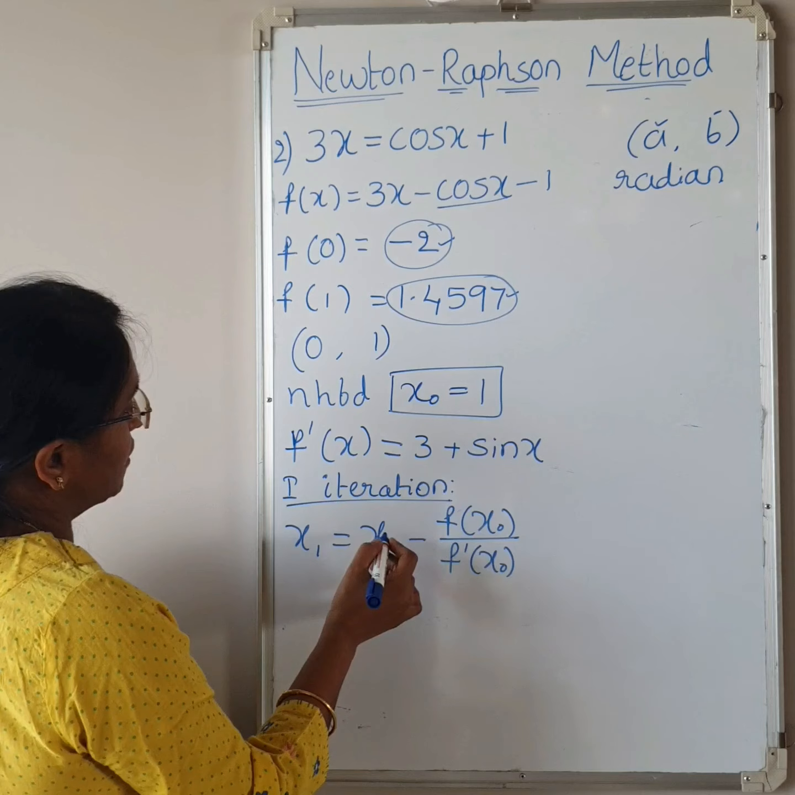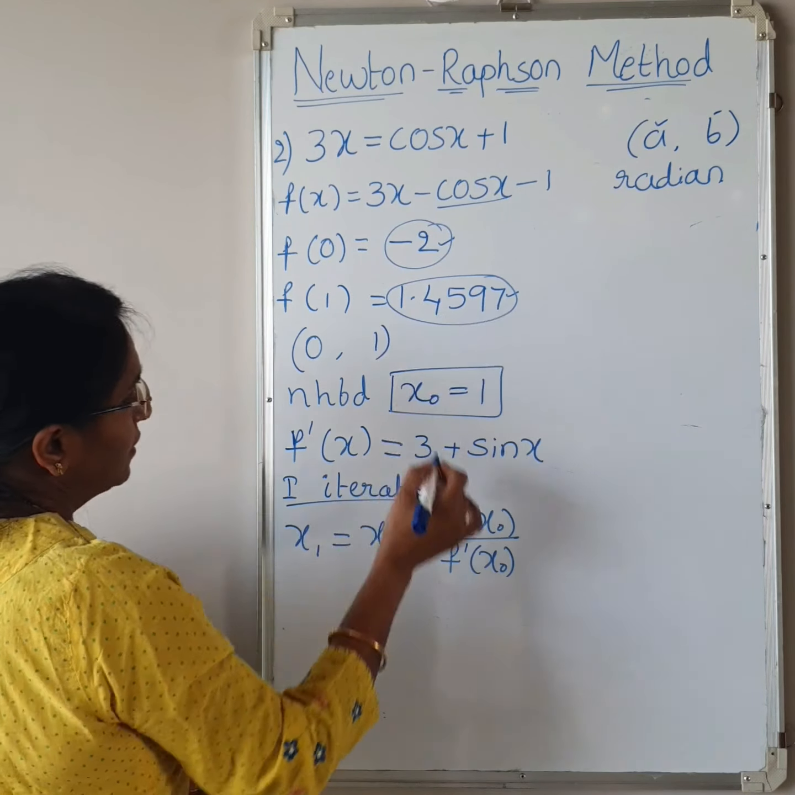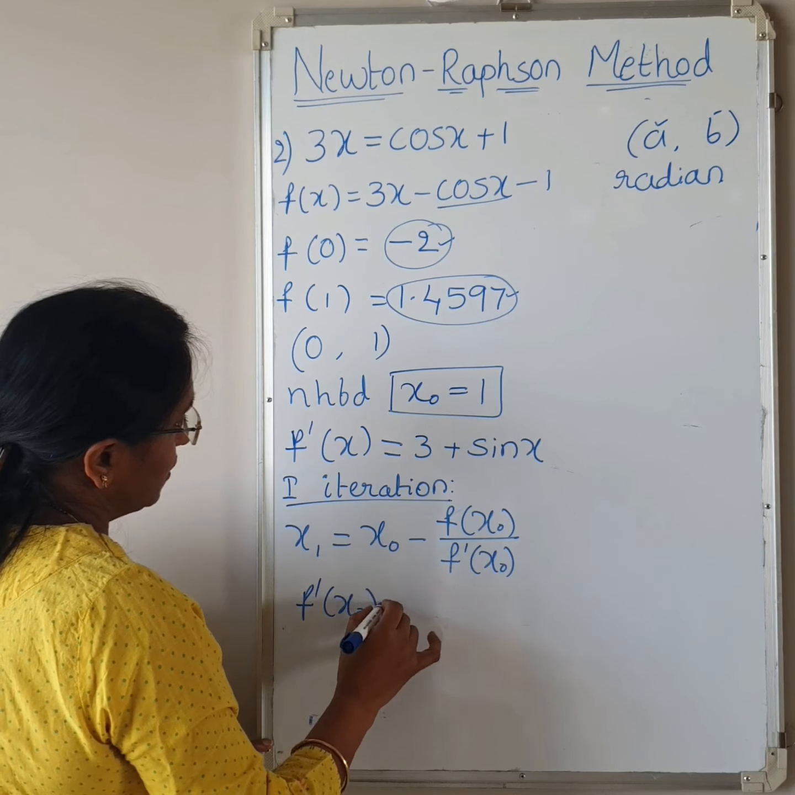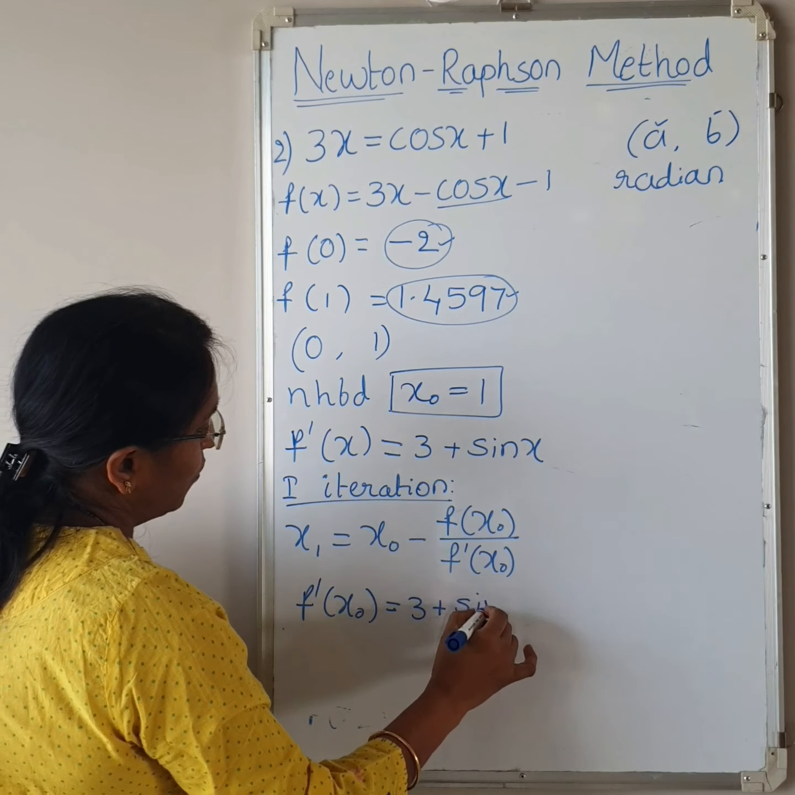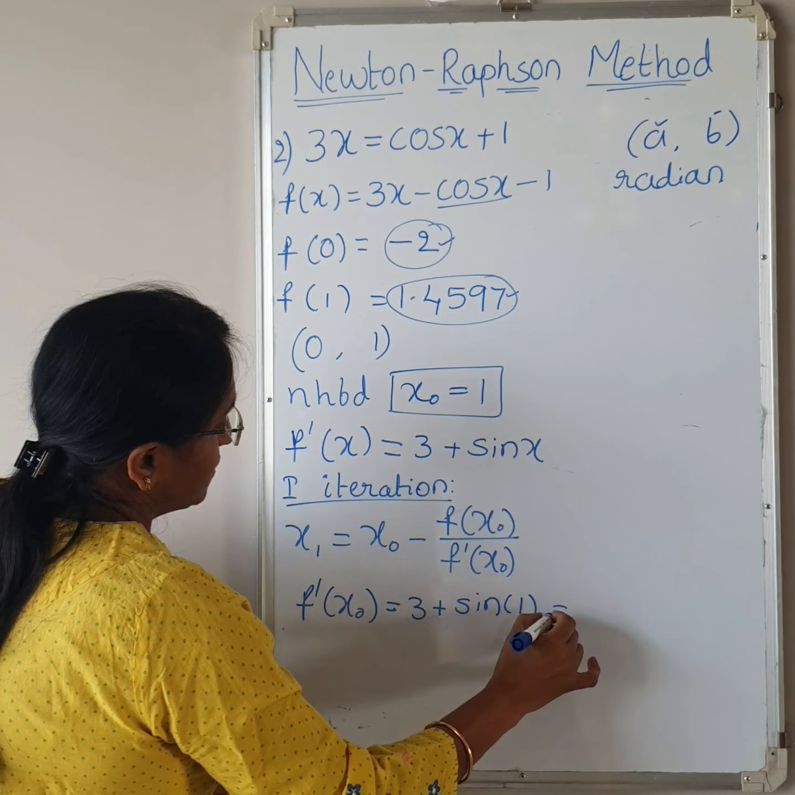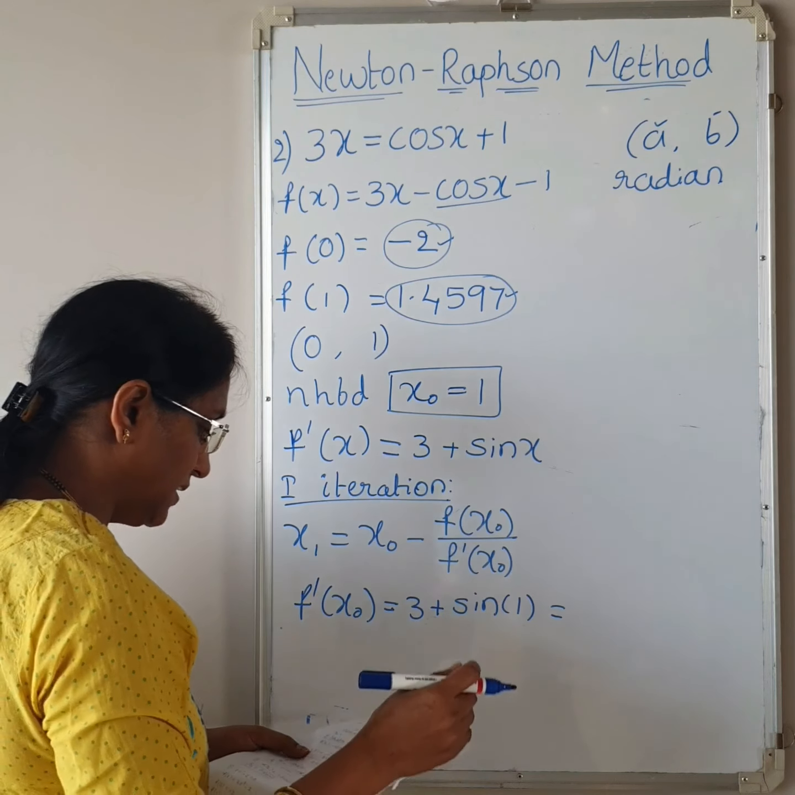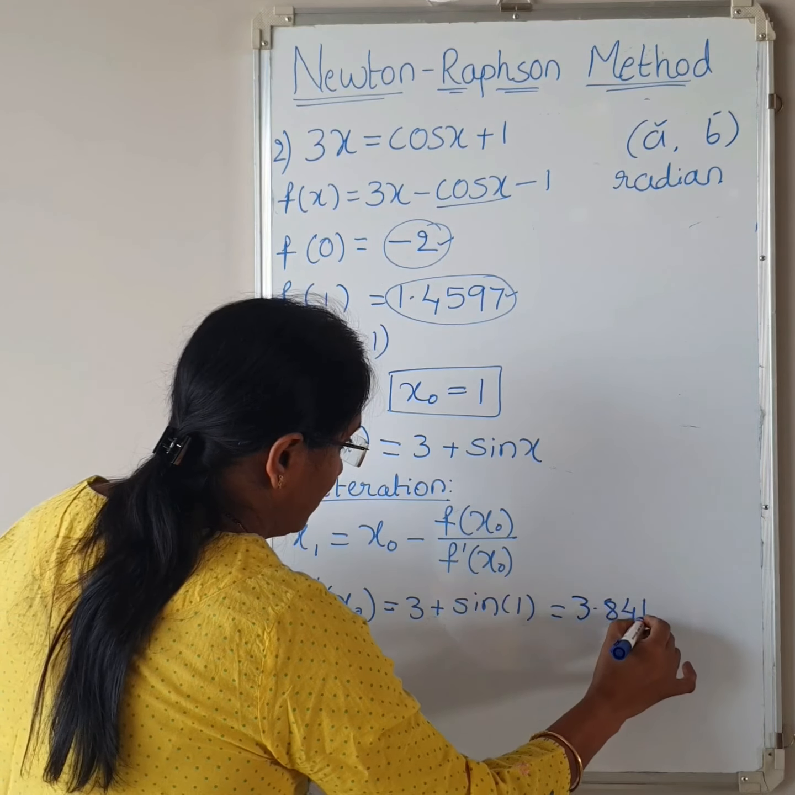What is f of x naught? X naught is 1, so f of 1 is the value. Next we will find out f dash x naught. F dash x naught is equal to 3 plus sine 1. So its value, f dash x naught, is 3.8415.